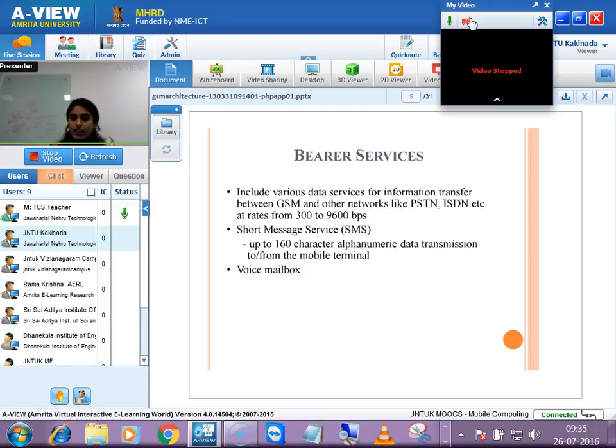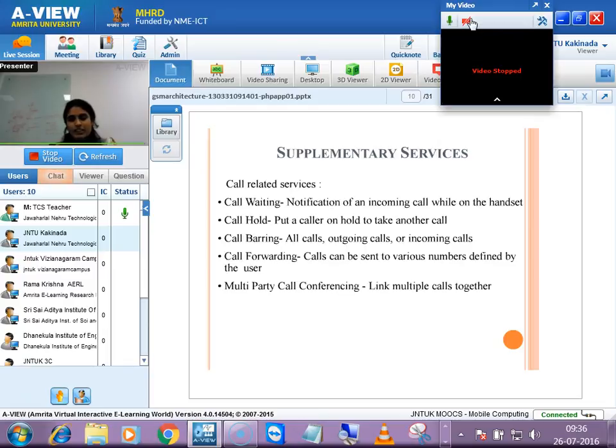It includes various data services for information transfer between GSM and other networks. PSTN is nothing but the public network. When I show you the architecture, you will come to know what PSTN is. It is the central network through which data will be transferred to the outside world, to some other MSC or other things. Whenever you make a call or transmit something, some SMS, for these kinds of services, it goes through the public switched telephone network. Okay, the data rates will be from 300 to 9600. And under the bearer services, you'll be having SMS and voice mailbox.